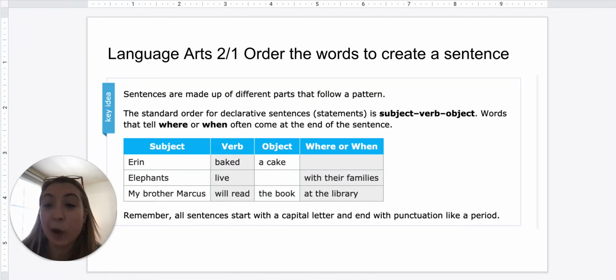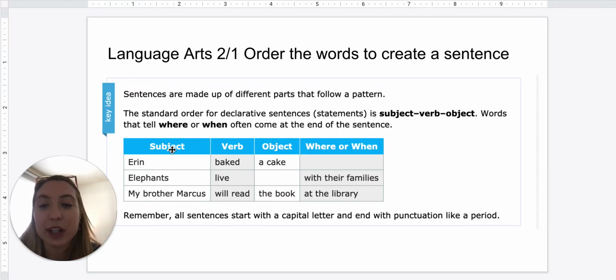Words that tell where or when often come at the end of the sentence. Those are usually our adverbs, like if we say today or yesterday, or quickly. If we say Aaron ran quickly, quickly would be our adverb. That's just a little review from first quarter.